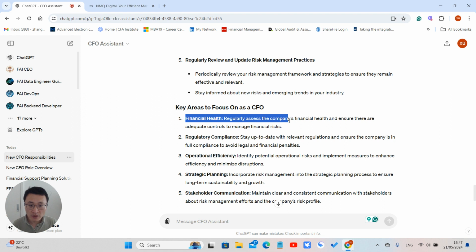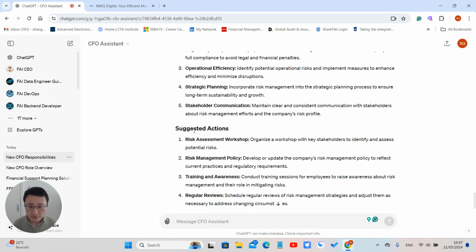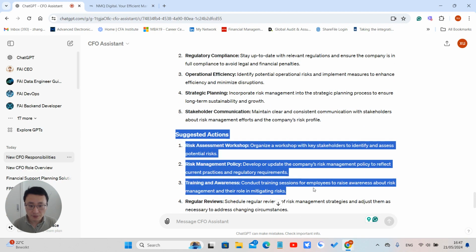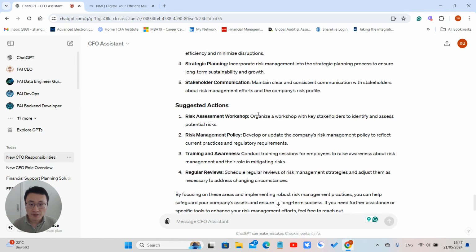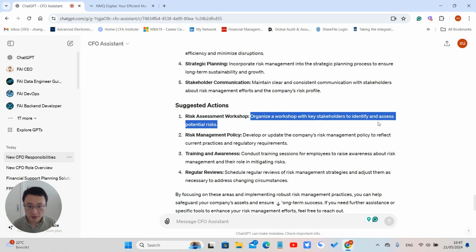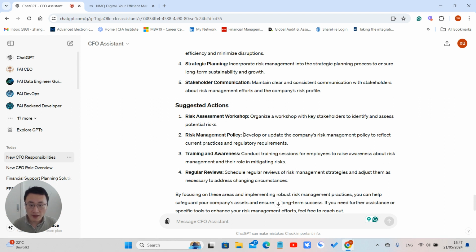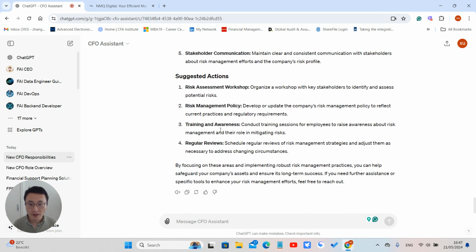First is the financial health. Regularly assess the company's financial health and ensure there are adequate controls to manage financial risks. Then regulatory compliance, operational efficiency, strategic planning. And the last piece is always the actionable insights. First, organize a workshop with key stakeholders, identify and assess potential risks, and then develop the policies, and then do trainings and reviews.